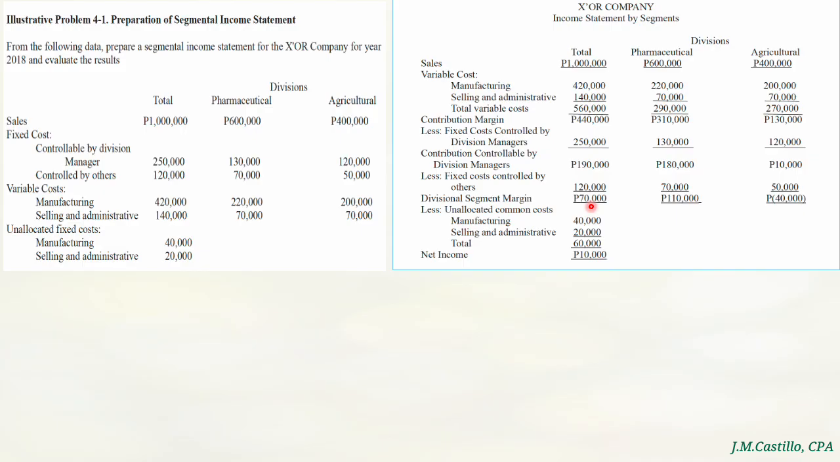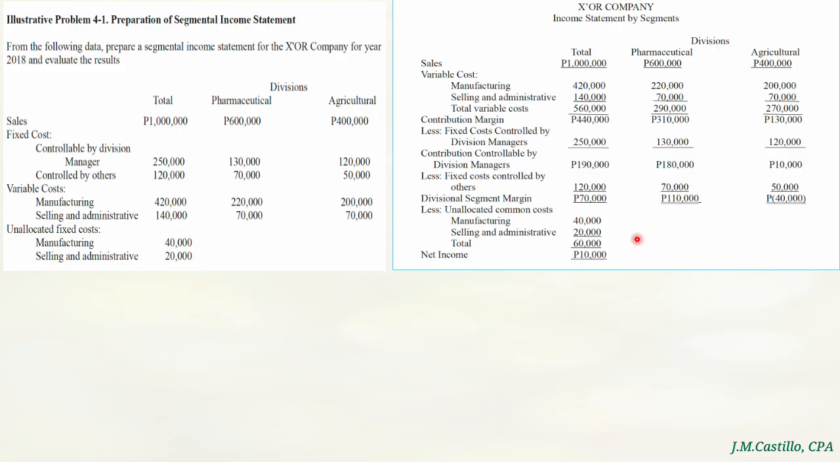Kaya lang, dun sa segment margin, meron pa tayong unallocated na common costs which are fixed, na hindi natin pwedeng alisin regardless kung aalisin o i-retain mo ang agricultural, which is in total amount of 60. Pag binawas natin sa 70, 10 lang. Pero doon nga, as part of your relevant costing, kung aalisin natin itong agricultural division, it would definitely be more profitable for the Shore company. Bakit? Kung aalisin, the computation would be 110 pa din, pero ile-less na natin yung 60. So, 110 less 60, yung magiging net income mo ay 50,000 na. So, from 10, magiging 50.